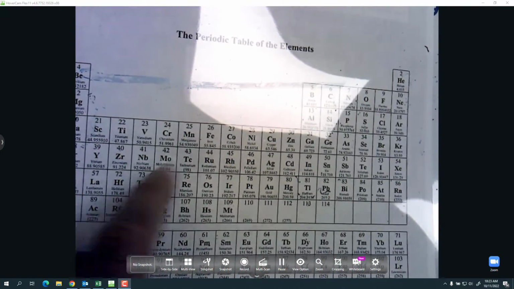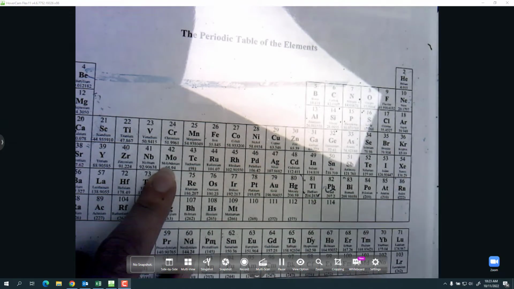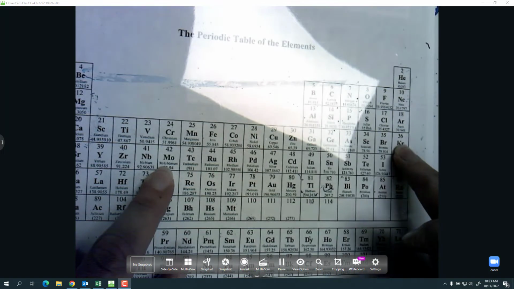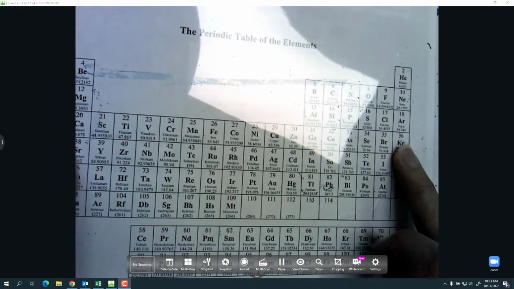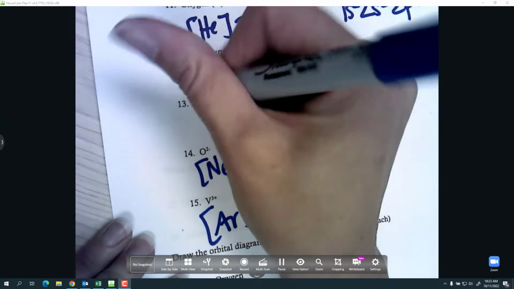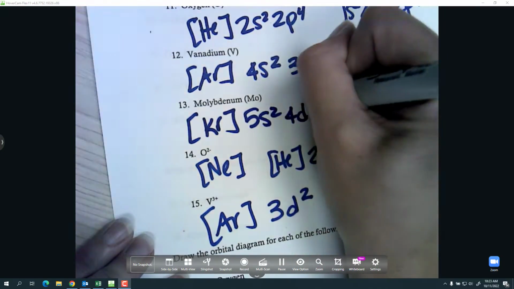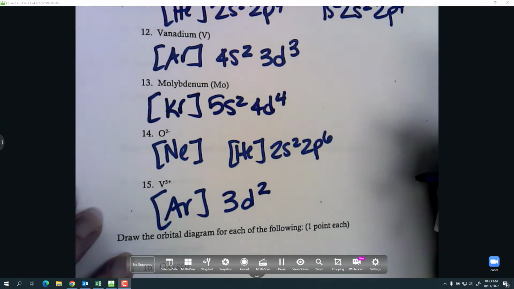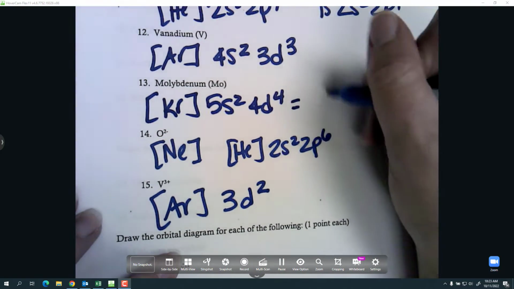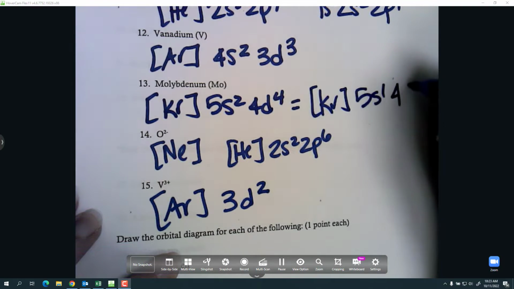And then molybdenum is right here. It would be krypton, 5s2, 4d, 1, 2, 3, 4. Now, this is an exception. Depending on which class you're in, I may have told you to memorize this, and it's an exception. Maybe not. So maybe you put this.